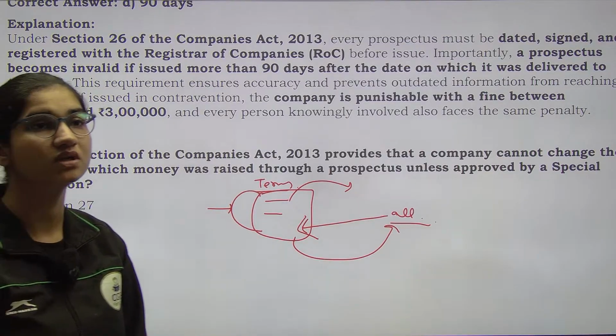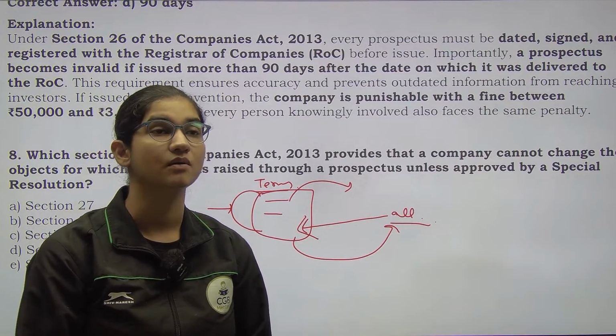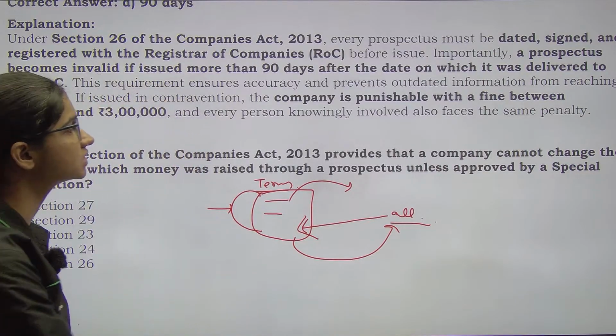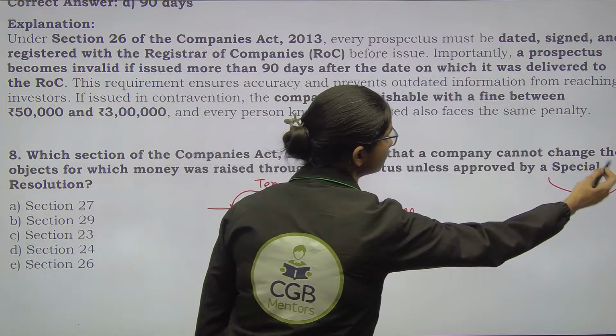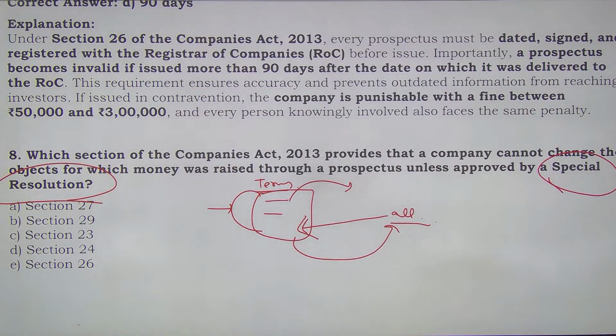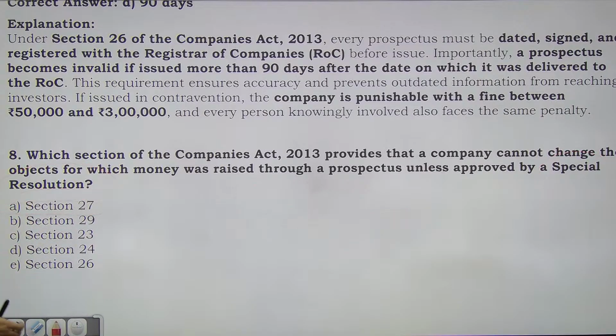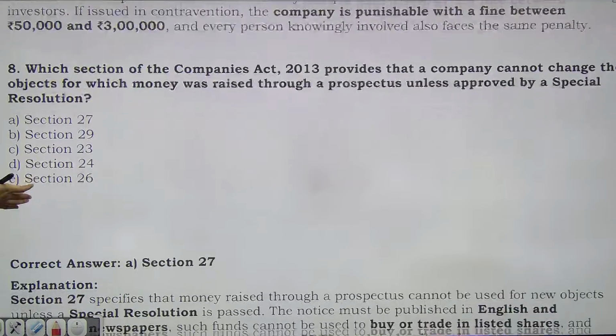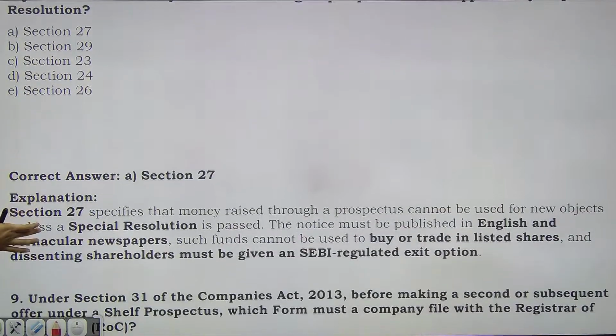Is that possible? Yes, that is possible by passing which kind of resolution? Firstly, you have to remember in this section कि a special resolution is to be passed, okay? And another thing is the question is asking you कि which section is trying to teach you this. So the answer here is section number 27. So section number 27 teaches you the variation in the terms of prospectus.